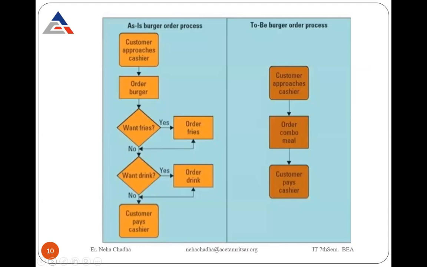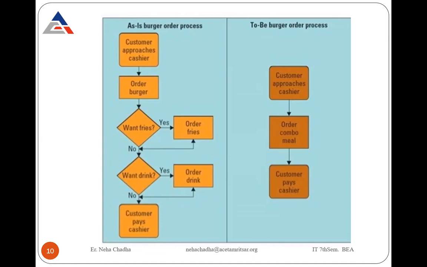So you have one burger order process. When you are going to order a burger, in the as-is process, the customer approaches the cashier and orders the burger. Then there is a condition: want fries. If the customer says yes, then he will order the fries. If the customer says he doesn't need fries, then the option is no. Then want drink. If the customer requires a drink, then we order it with yes, order drink, otherwise no. The customer will pay the cash. This is your as-is model.